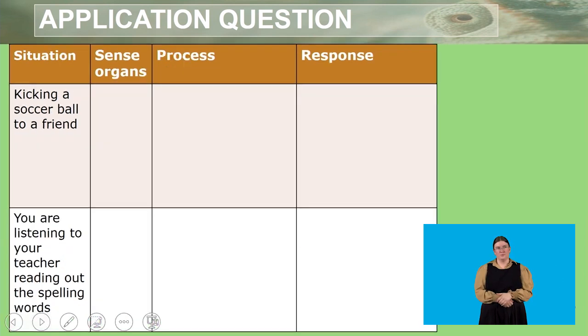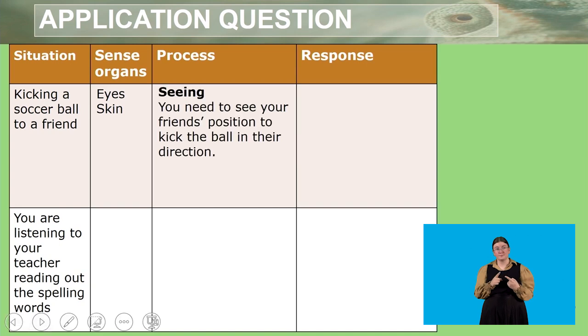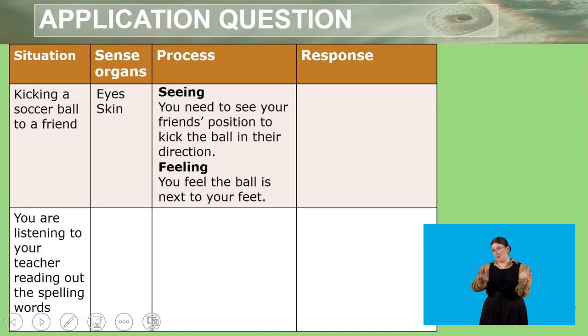So when we look at the first situation, it involves kicking a ball to a friend. Now, if you think about it, which sense organs would be involved? We have the eyes and the skin. How are the eyes and the skin involved? The eyes are involved in the process of seeing. You need to see your friend's position to kick the ball in their direction. And in this instance, the skin is involved in the process of feeling. You need to feel the ball next to your feet.